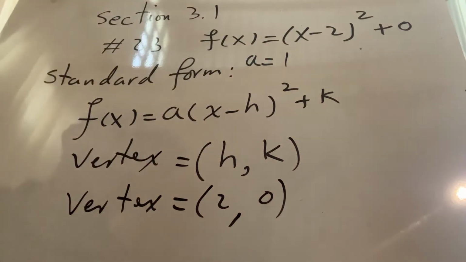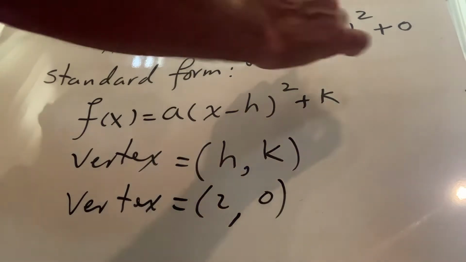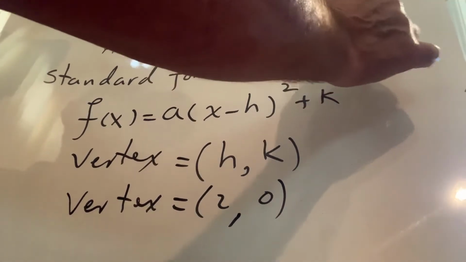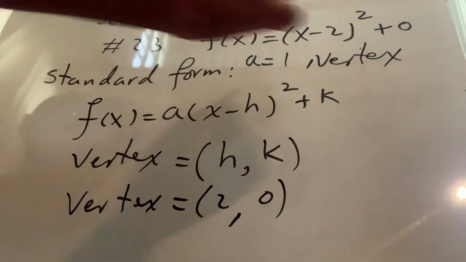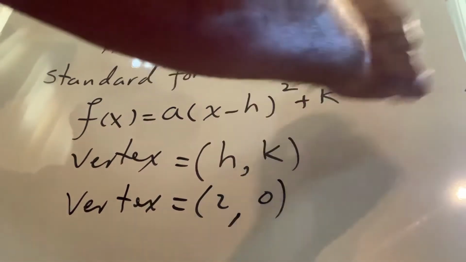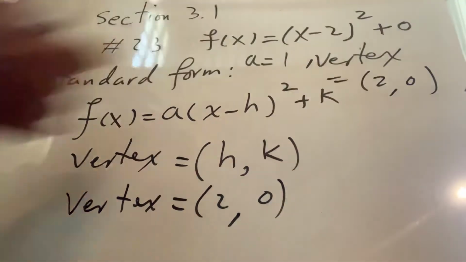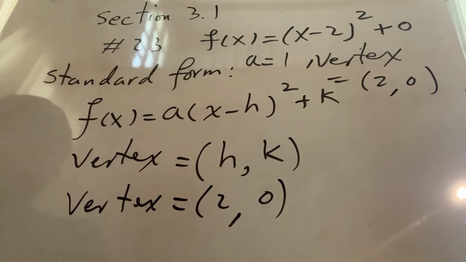At this stage, I suggest you graph it because the graph can help you to answer the rest of the questions, okay? So let me go ahead and put the vertex here, and then we'll graph it and answer the rest of the questions. So the vertex is 2, 0 for this problem, okay? Let me just take this off real quick.